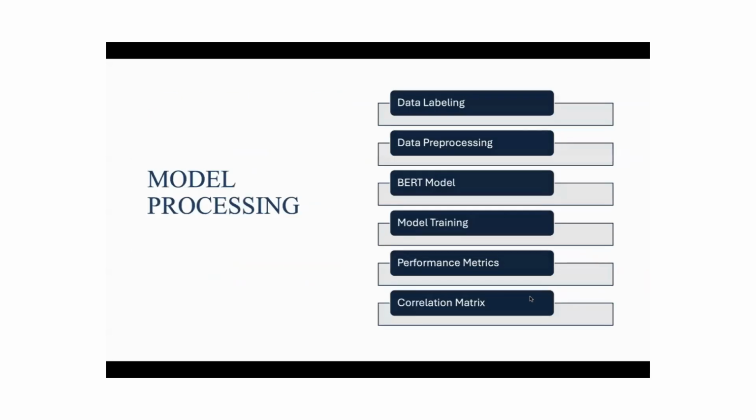For the model processing, the adverse event data was first labeled based on its severity, allowing for clear categorization. The next step was data pre-processing, where the text was cleaned by removing unnecessary words to make it suitable for analysis. And then I used the BERT model, which is a transformer-based machine learning model, highly effective for understanding text. The model was trained on the labeled dataset to learn patterns in identifying the adverse events. After training, performance metrics such as accuracy, precision, recall, and F1 score were used to evaluate how the model performed. Finally, a correlation matrix was created to identify the relationship between adverse events and help uncover patterns and insights that could be useful for pacemaker safety.